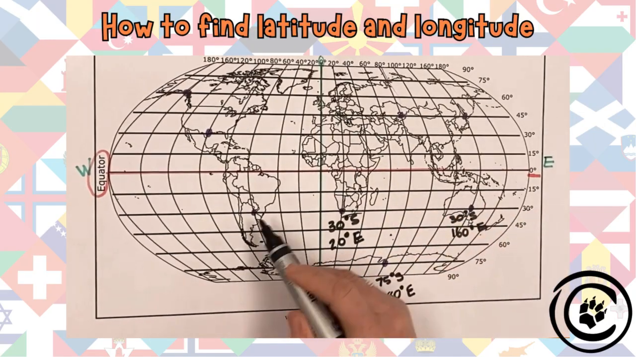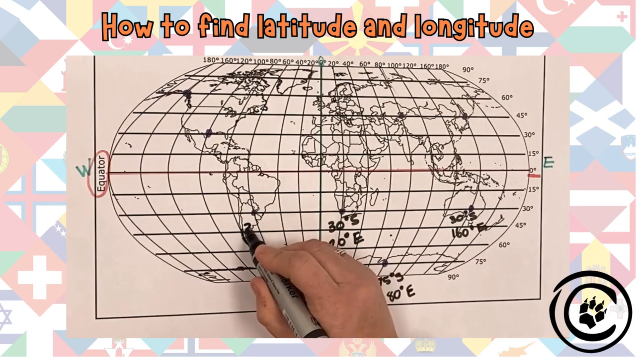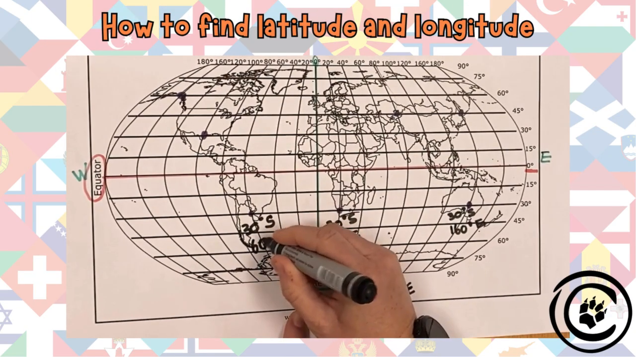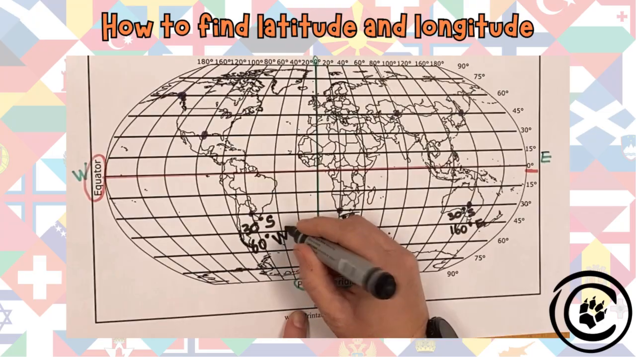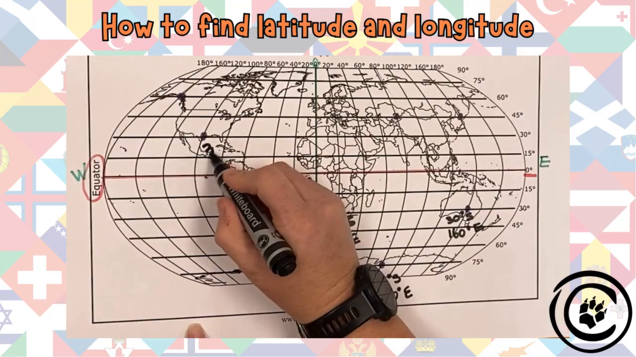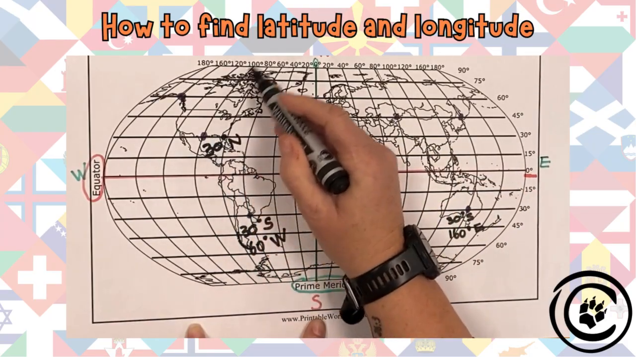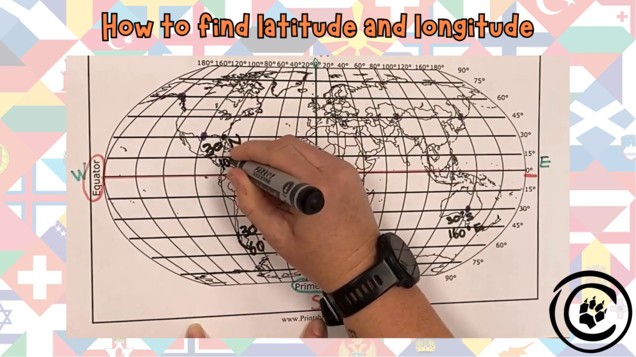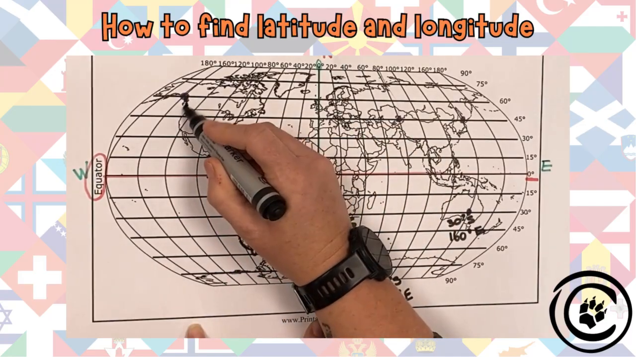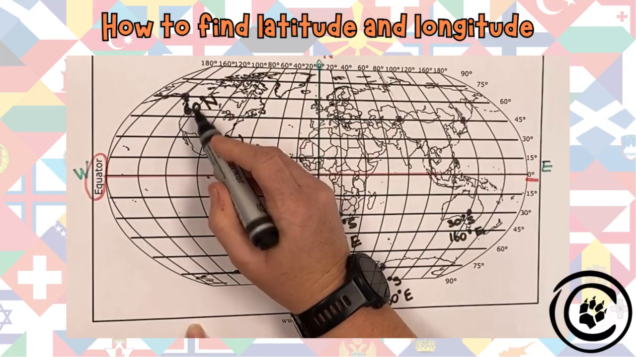In South America, it is 30 degrees south, 60 degrees west. North America, it is 30 degrees north and 100 degrees west. And here's 60 degrees north and 160 degrees west.